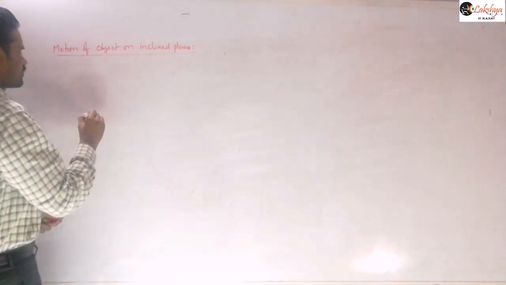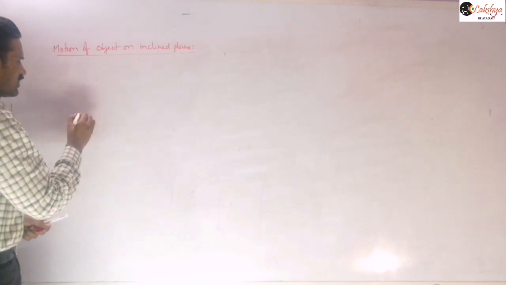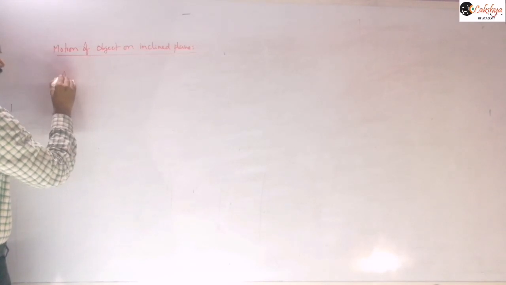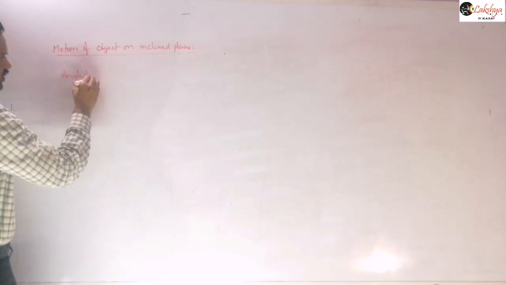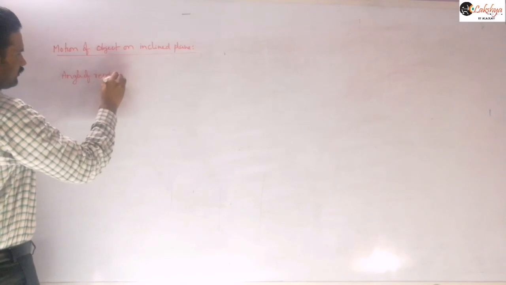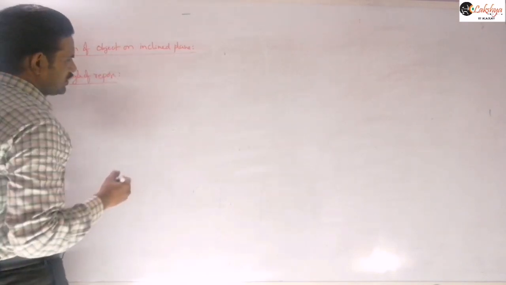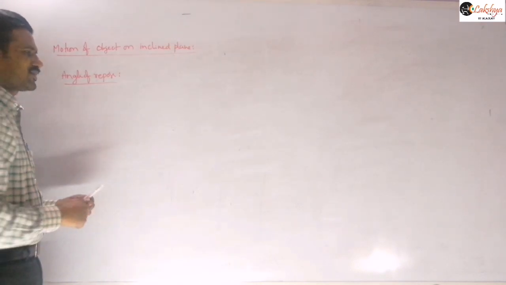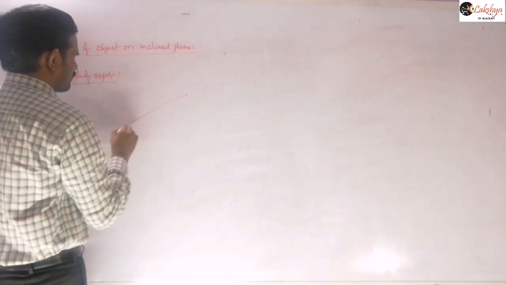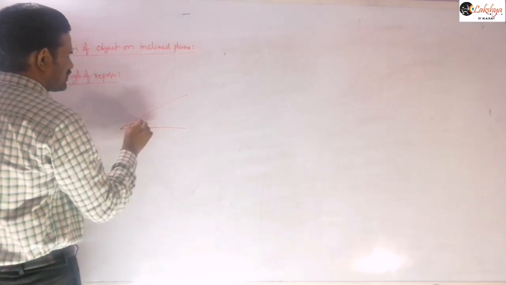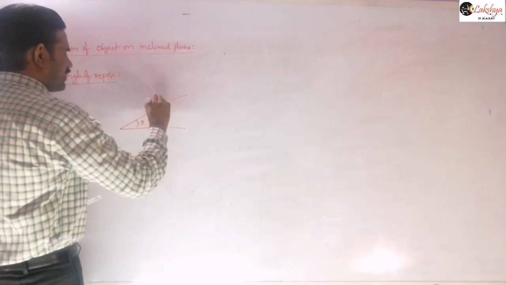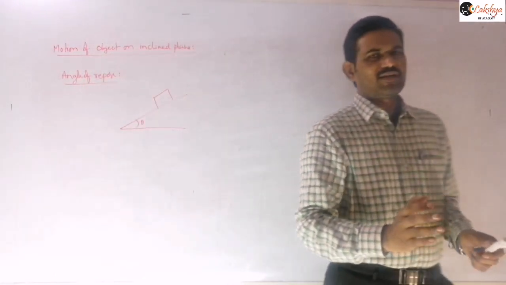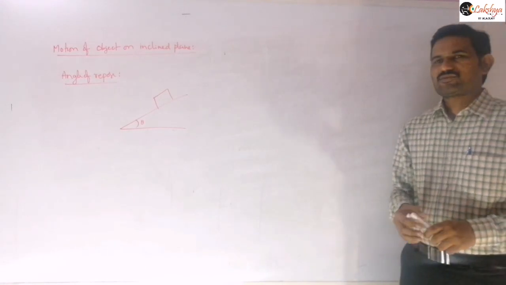In case of this rough inclined plane, before going to this, first we need to define one definition here. So let us write angle of repose. Angle of repose means whenever you are keeping an object on this inclined plane, suppose the block remains at rest. That means it is a rough inclined plane only. We are discussing rough inclined planes only.